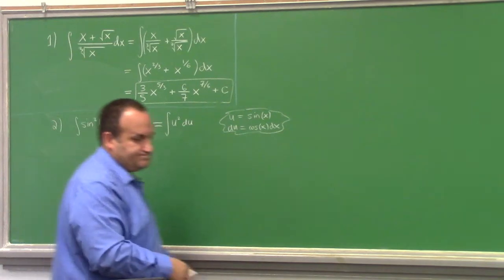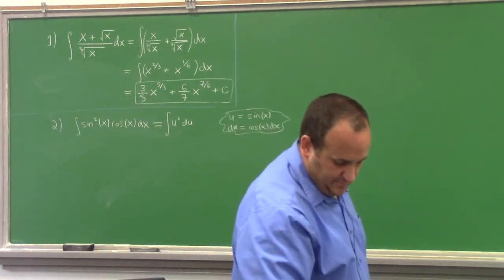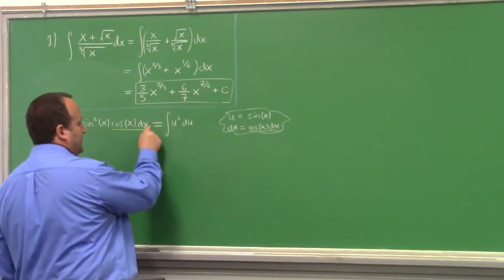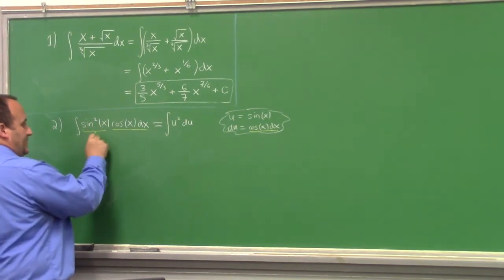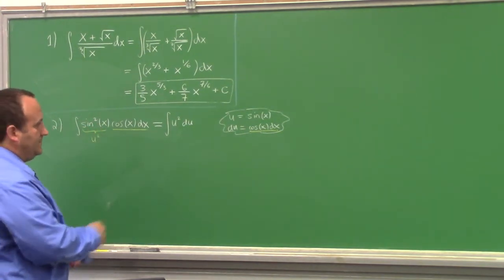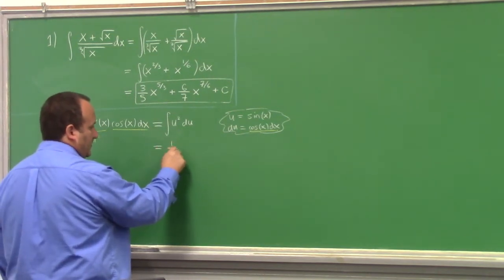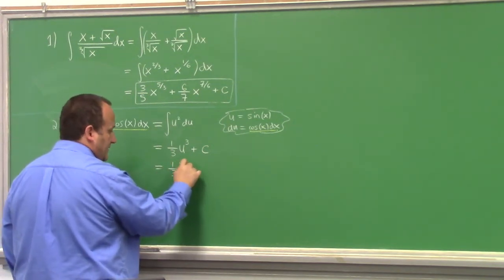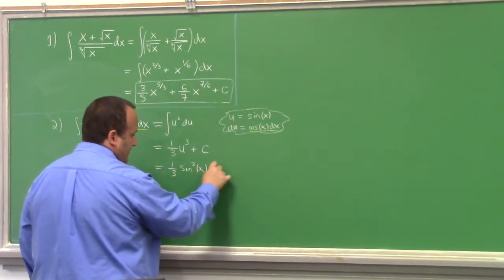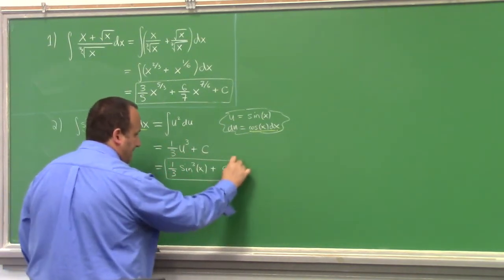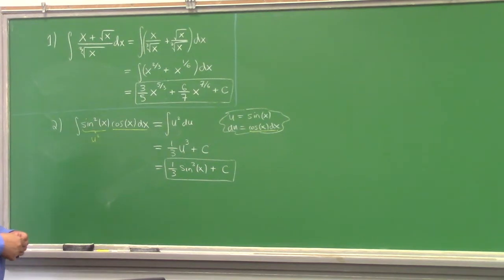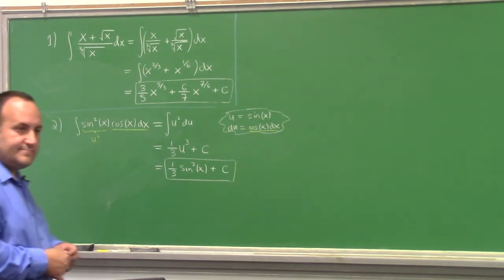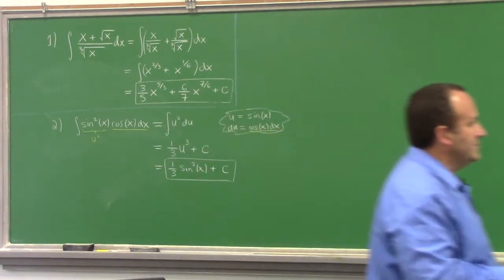Right? Because the cosine of x dx is just literally right here. And this is u squared under that substitution, right? Okay, so that is 1/3 u cubed plus a constant, which here is 1/3 sine cubed of x plus a constant. There you go. I think everybody got this problem, or we're pretty close at least.